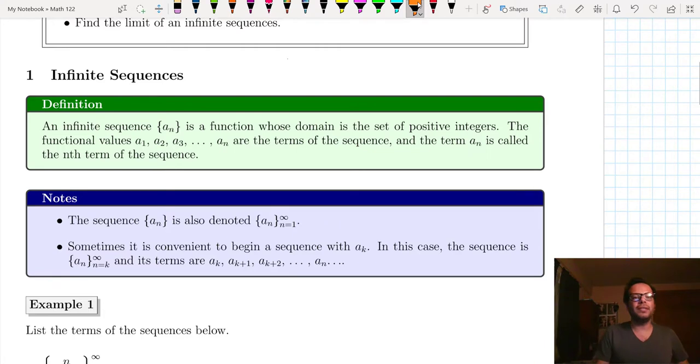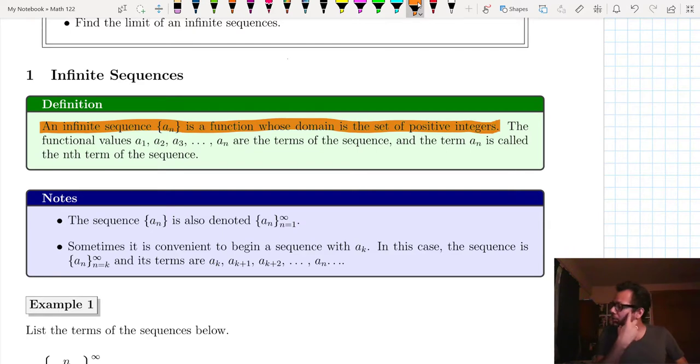A sequence is a function whose domain is the set of positive integers, right? Like any other function, you can plug in any number, of course, as long as it's in the domain. However, for sequences, the domain is only positive integers. So we have functional values that we denote as a sub 1, a sub 2, a sub 3, etc.